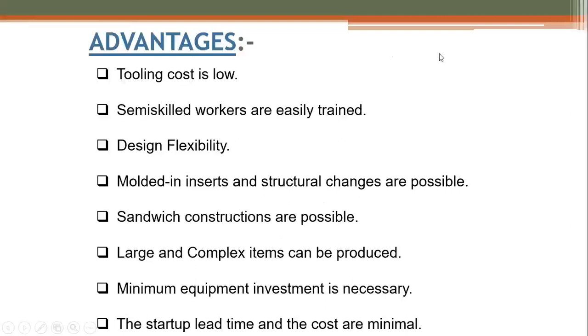And coming to the advantages, it has a very low tooling cost, similar to the hand layup method, and semi-skilled laborers are easily trained. That is, semi-skilled workers can be easily trained in this process, and it has design flexibility, and molded-in inserts and structural changes are easily possible. Then sandwich constructions are also possible in this process.